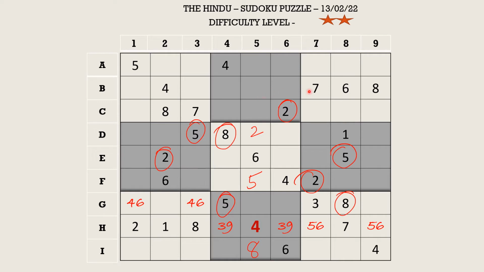There is a 7-8 pair in row B which blocks these three cells. There is a 7-8 pair in C row which blocks these two cells. So 7 and 8 go in A5 and A6 here. In fifth column down here we have an 8. So A5 takes 7 and A6 takes 8.